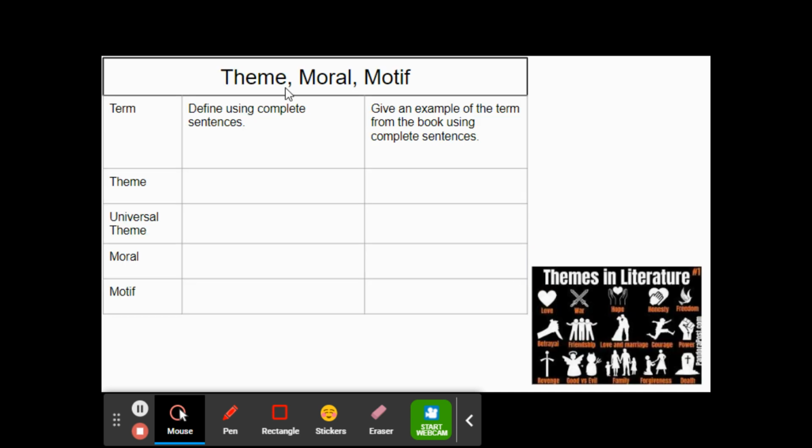Theme, moral, and motive. You're going to define it here, and you're going to give me an example in this column.